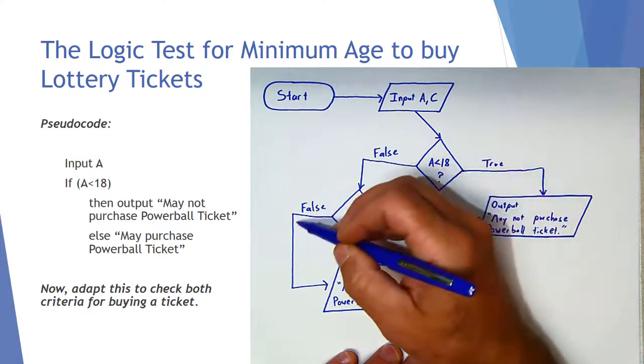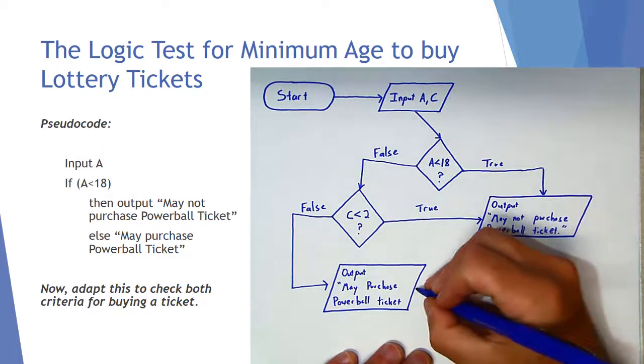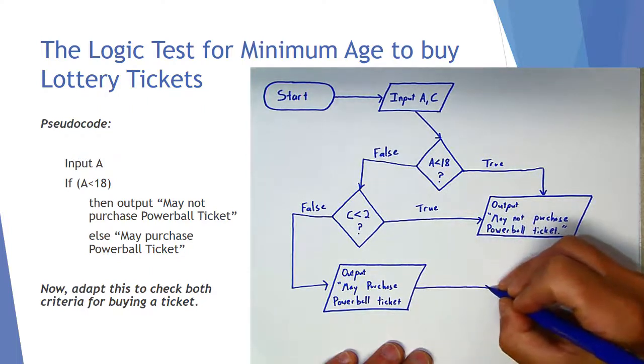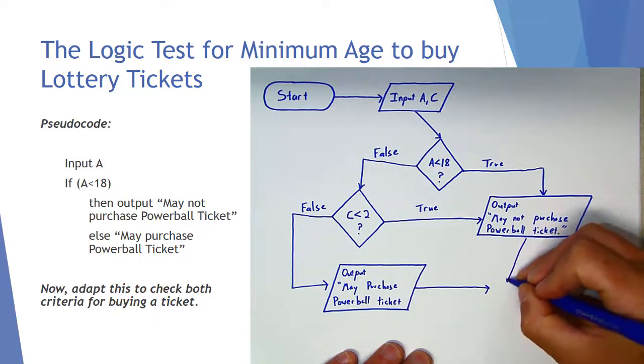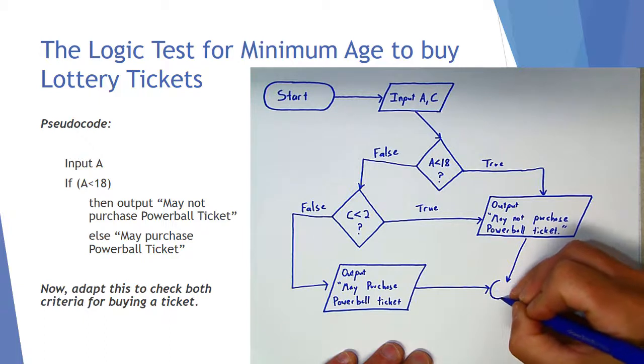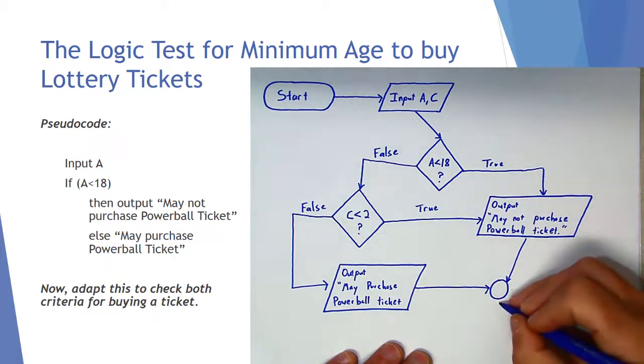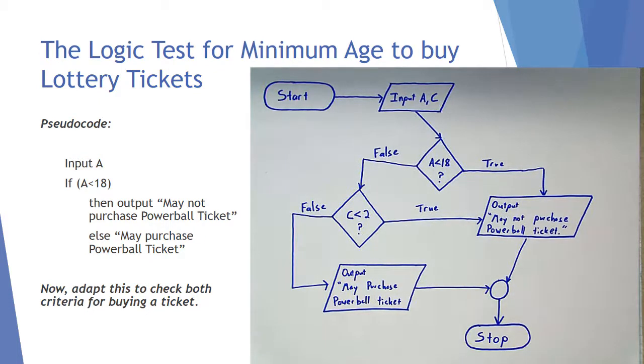because they weren't under 18 and they didn't fall short on money. And of course, in either case, our process is done. So we're going to bring those two to a connector and stop our process.